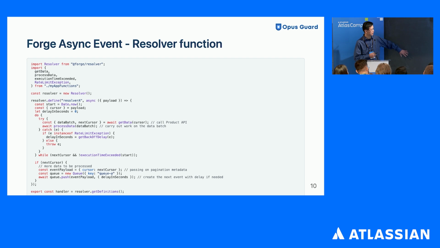So this is a very fundamental framework where you repeatedly call the product API and try to determine is there a rate limit or is there an execution timeout before you go out. And if there is a timeout or a rate limit, you push out an async event. Don't worry too much about the detail. This is just to give you a look and feel of how the code could look.